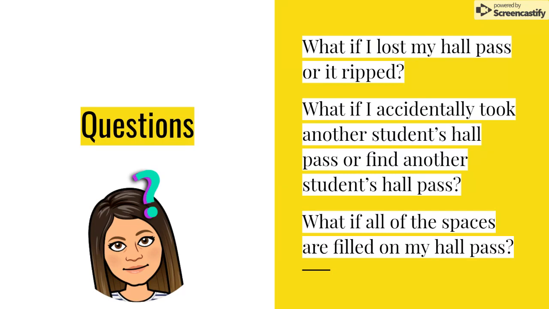The last question that we see is, what if all of the spaces are filled on the front and back of my hall pass? So you have about 25 spots on the front and 25 spots on the back of your hall pass, and that's good for the whole quarter. So if you have the front and back of your hall pass filled out, again, you can simply visit the JAG store or visit the office. 5 tickets or 50 cents gets you a new pass.